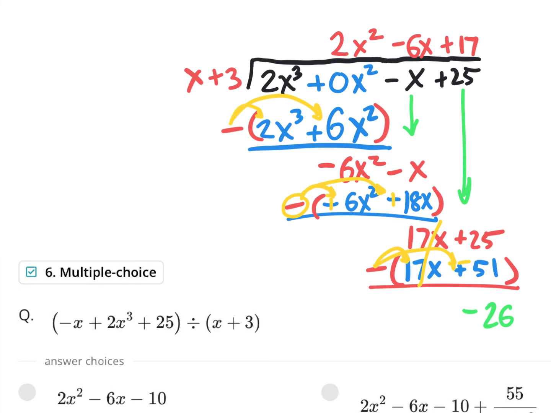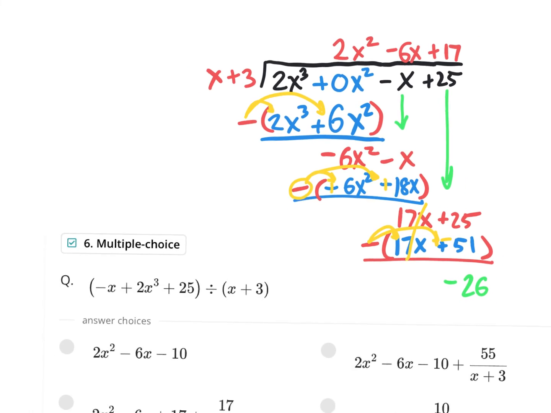So what is our answer going to be? It's going to be this polynomial with this remainder, negative 26, over the original x plus 3. And the negative doesn't have to stay on the 26. When you make the fraction 26 over x plus 3, you can put the minus sign in front of the fraction. Let me show you what I'm talking about. Let's go over here to the answers.